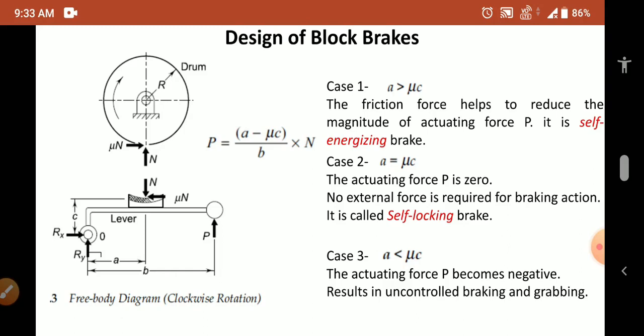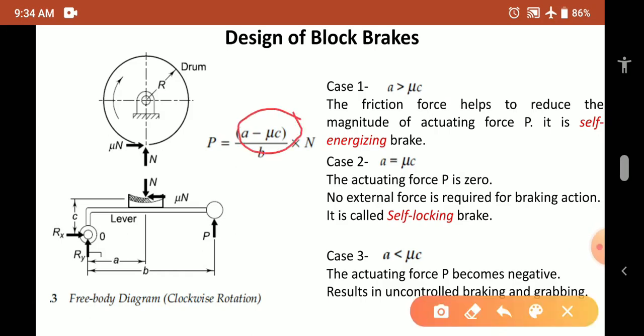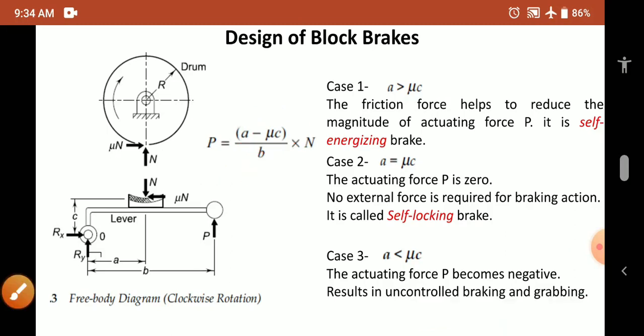Now case 2: when we put A equal to mu C here, this bracket will be 0. So P is equal to 0 here, that means the actuating force P is 0. That means no external force is required for the braking action. Effort is not required to actuate the brake. So this condition is called the self-locking condition of the brake.